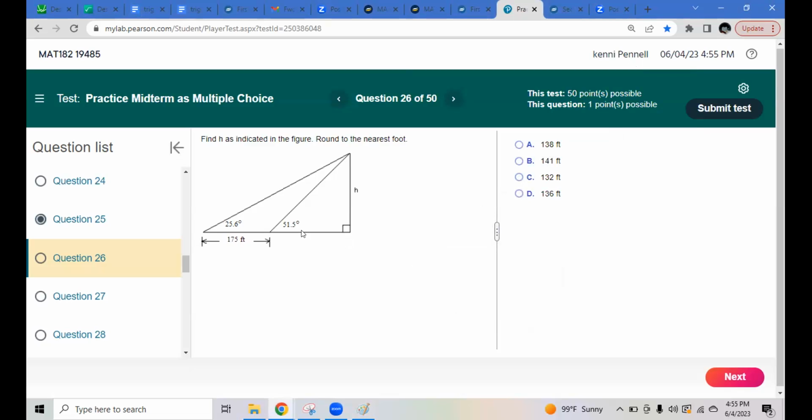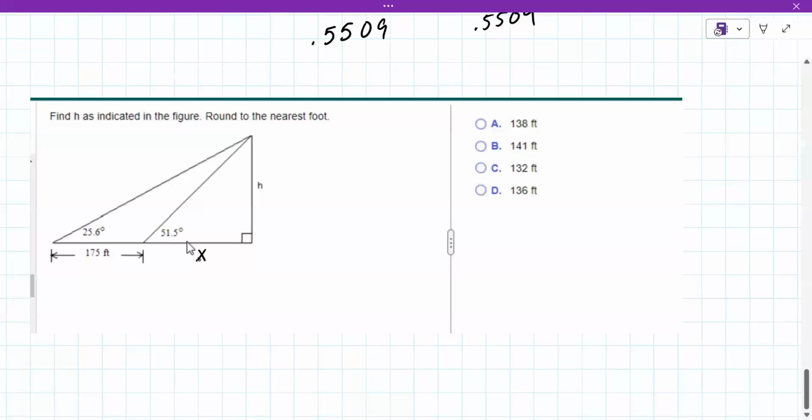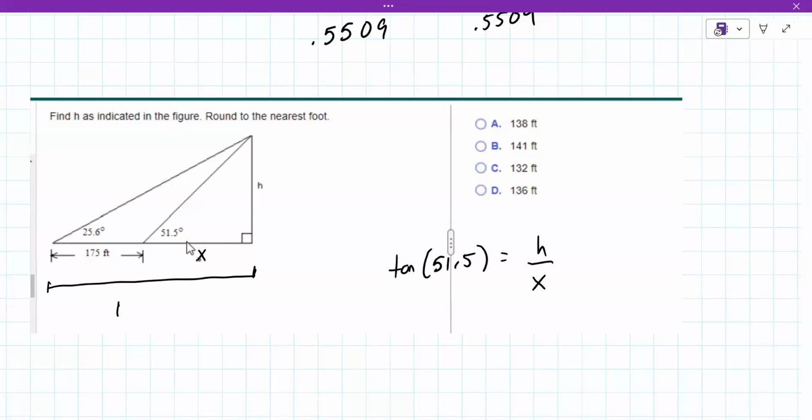The steps here require you to find that triangle. Oh wait, the way I was first thinking would not work. Those triangles aren't similar at all. Yeah, that's the main reason. My bad. All right, so I'm gonna call this side right here X. The tangent of 51.5 equals H divided by X. So then the other thing here is this whole side is 175 plus X. So the tangent of 25.6 equals H over 175 plus X, like that.